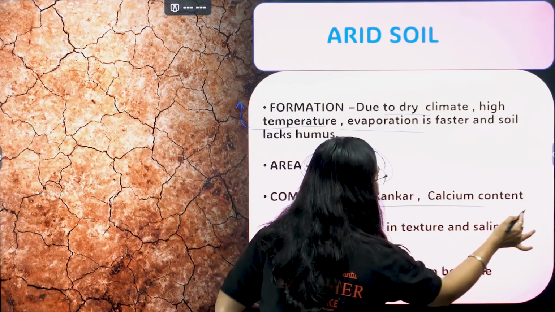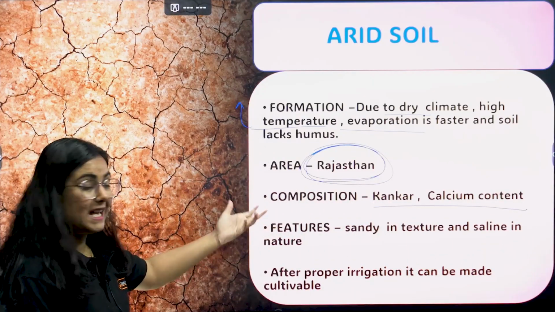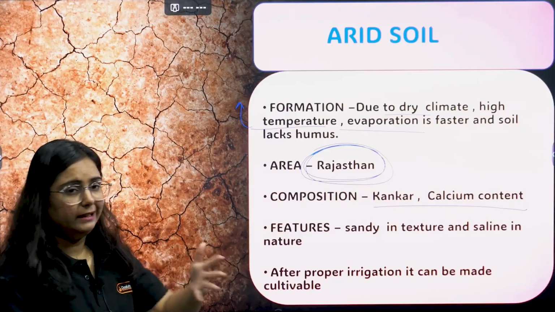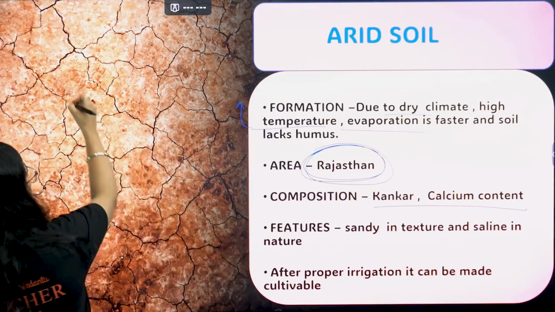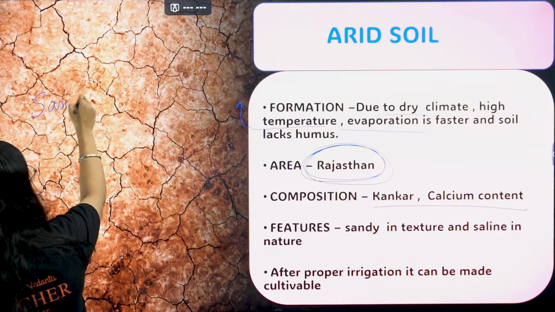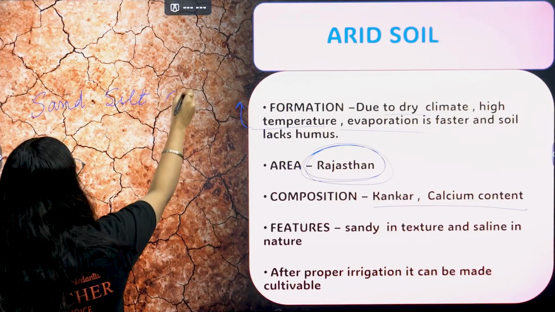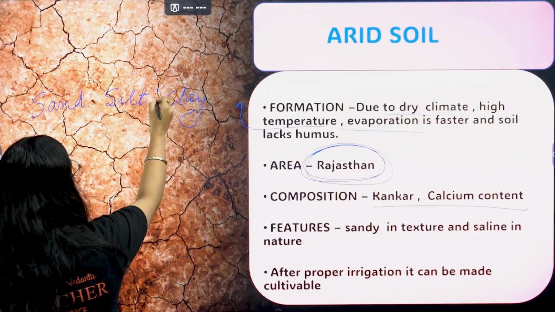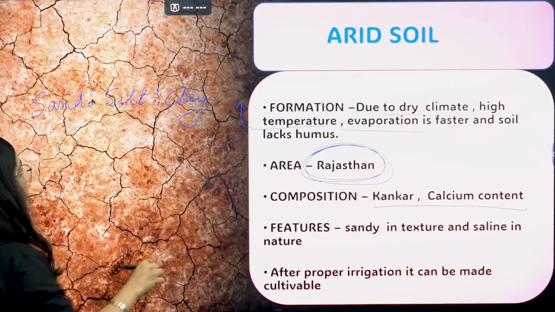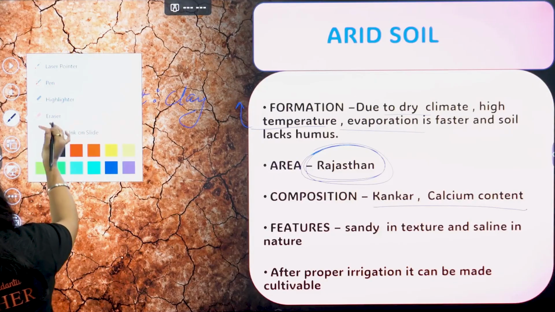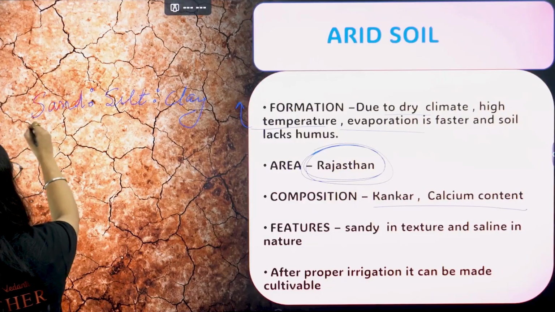Composition, it has high calcareous content. That means kankar, calcium content is there. Sandy in texture, you know, sandy it will be. Like, let me tell you that a perfect soil is the one which has a good proportion of sand, silt and clay. Okay, see, good proportion of sand, silt and clay.